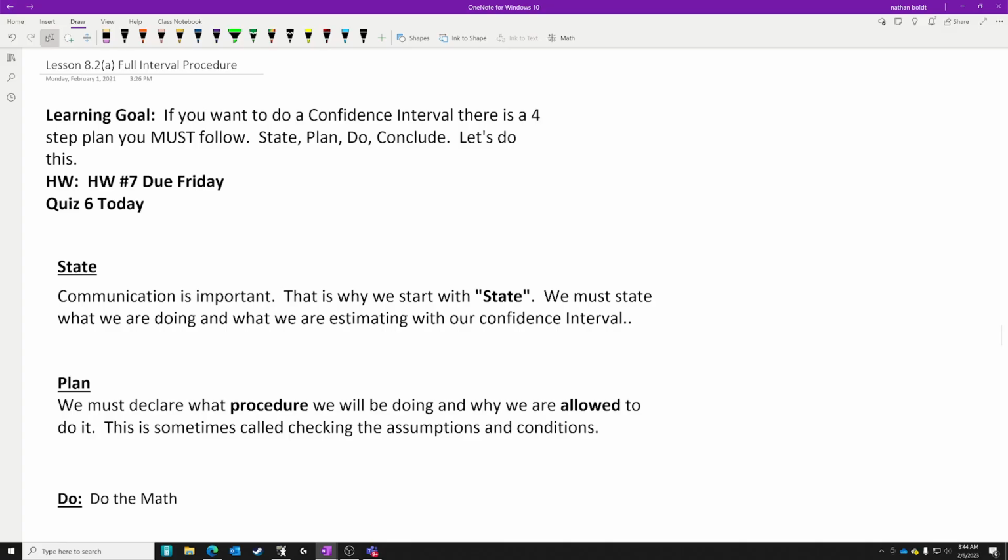Today we're going to do a full confidence interval and all the ways that you show your work for the confidence interval. It's a 4-step plan here. It's called state, plan, do, conclude. On a free response question, if you're ever going to do a confidence interval, you have to do these 4 steps. And no, it will not tell you to do state, plan, do, conclude. You need to know to do these 4 steps. So what are these 4 steps?